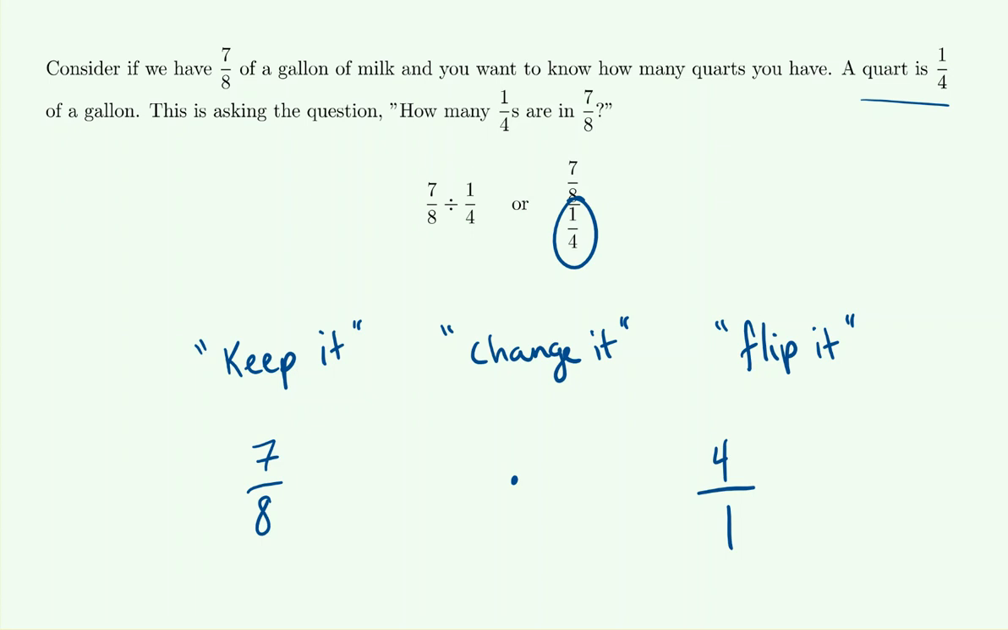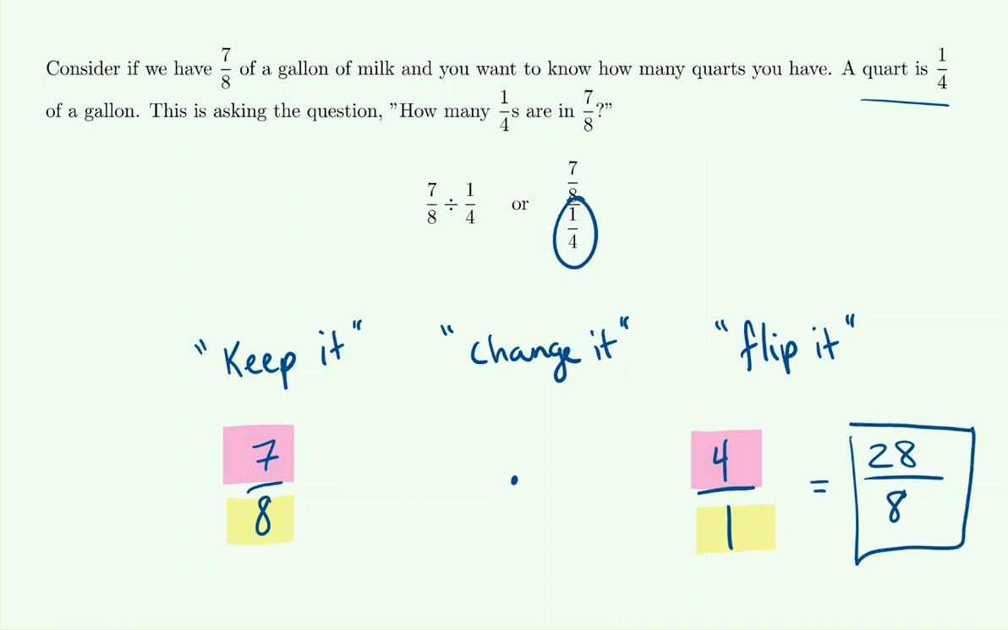And the nice thing is multiplying fractions is the easiest operation we can do with fractions because it's the top number times the top number divided by the bottom number times the bottom number. So the final result is 7 times 4, which is going to give us 28, divided by 8 times 1, which gives us exactly 8.